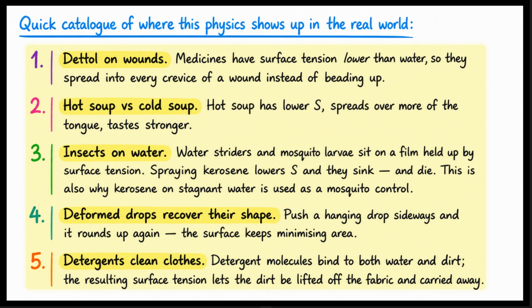Insects such as water striders and mosquito larvae sit on a film held up by surface tension. Spraying kerosene on stagnant water lowers the surface tension so much that the insects sink, which is exactly why kerosene is used as a mosquito control. Push a hanging drop sideways and it rounds up again, because the surface keeps minimizing area. And detergents clean clothes because detergent molecules bind to both water and dirt, lowering the local surface tension and letting the dirt be lifted off the fabric and carried away.